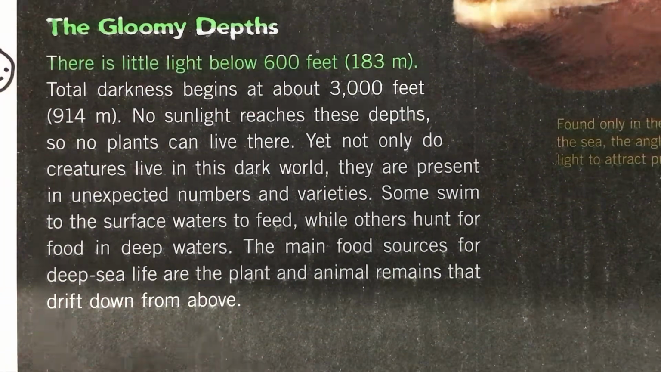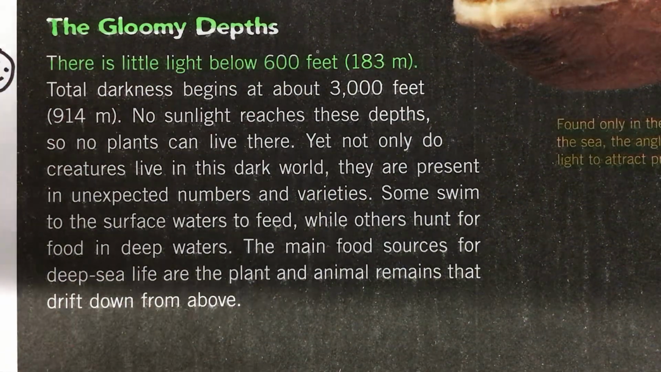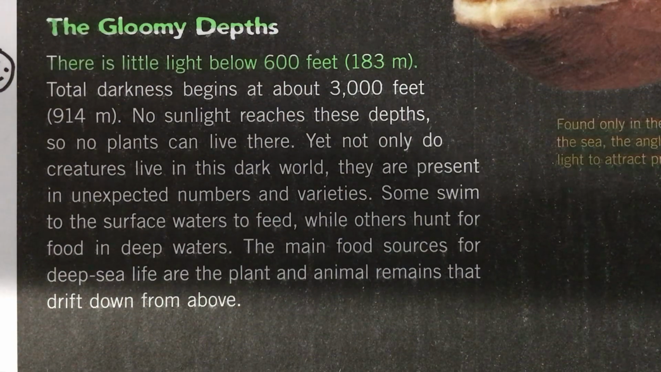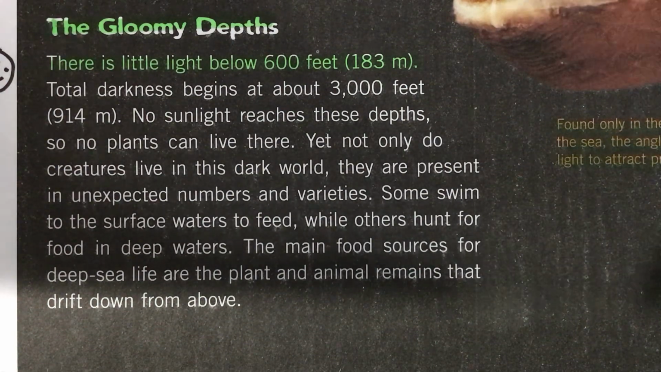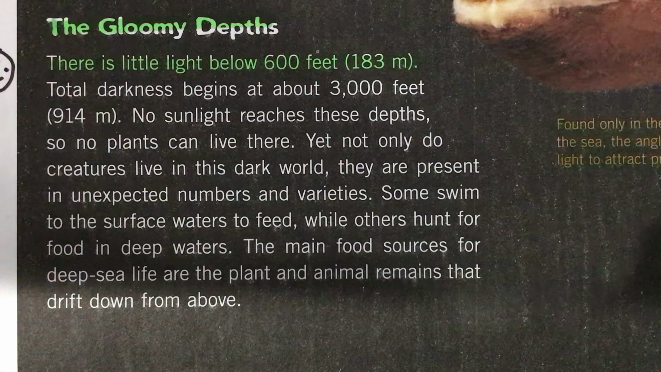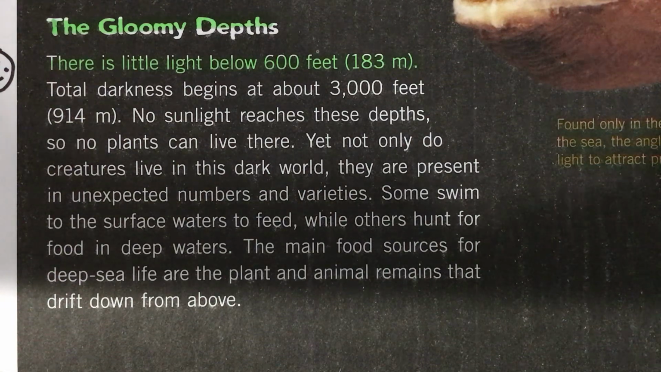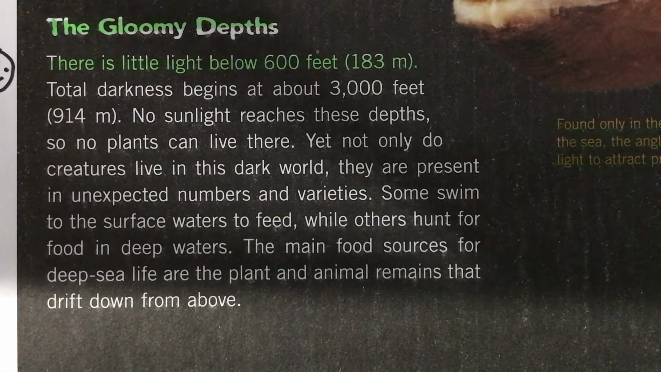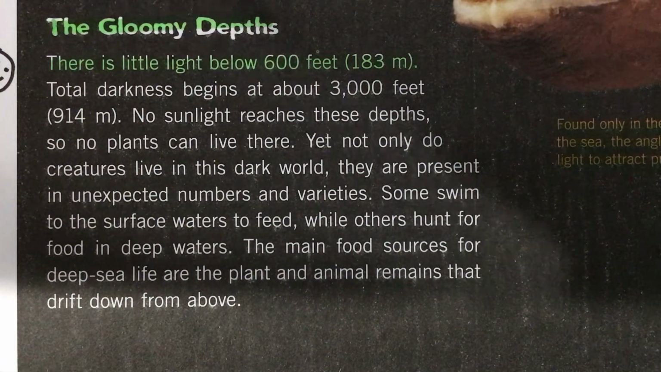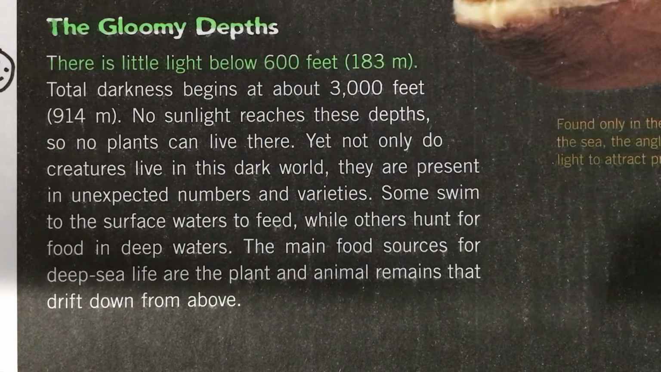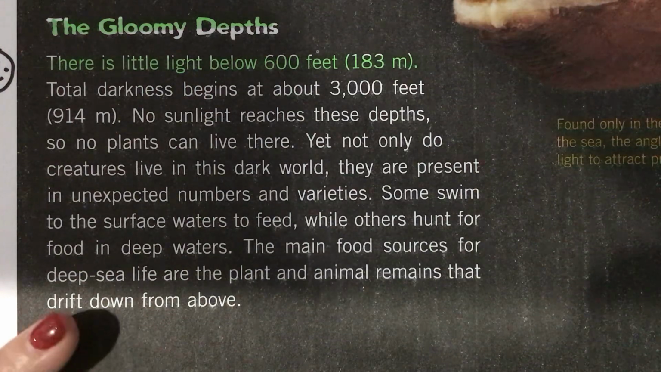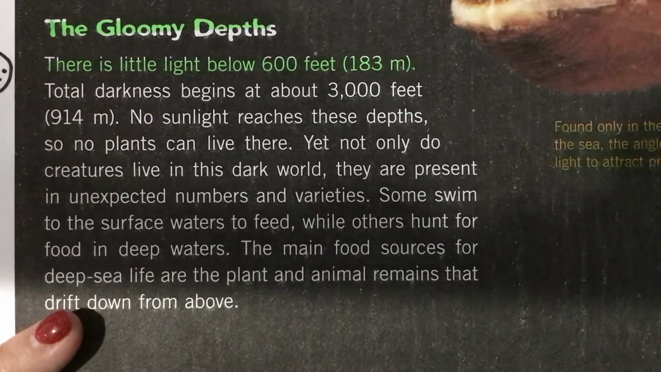So we know that plants need to have sunlight in order to make food. Typically in our ecosystems, plants are the lowest level of food on our food chain. Animals eat plants. But these animals in the deep ocean, because no plants can live there, they have to depend on dead plant and animal remains that sink down to the bottom, or they have to go to the top in order to get their food.